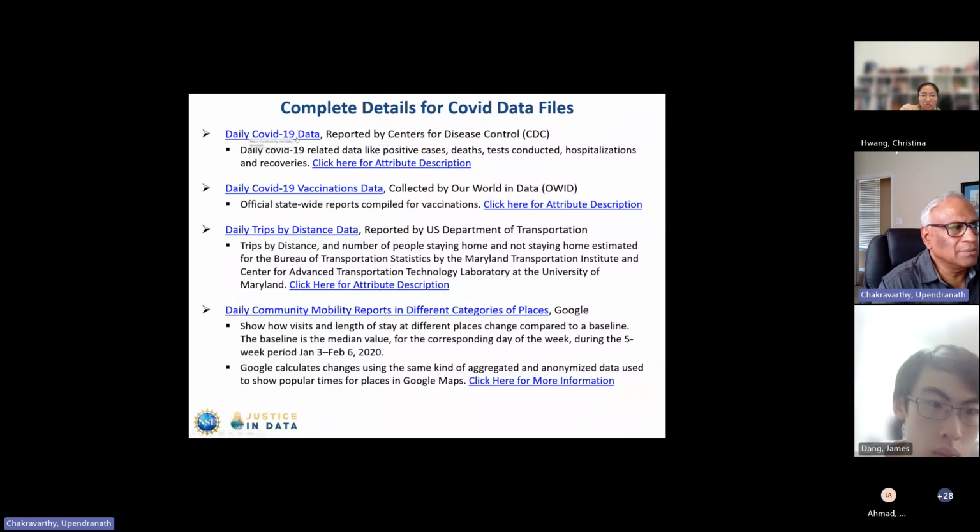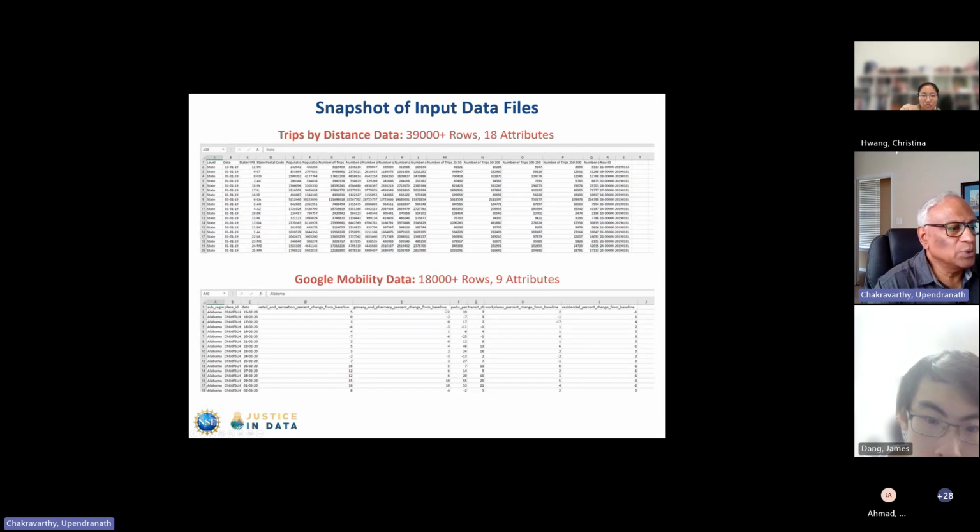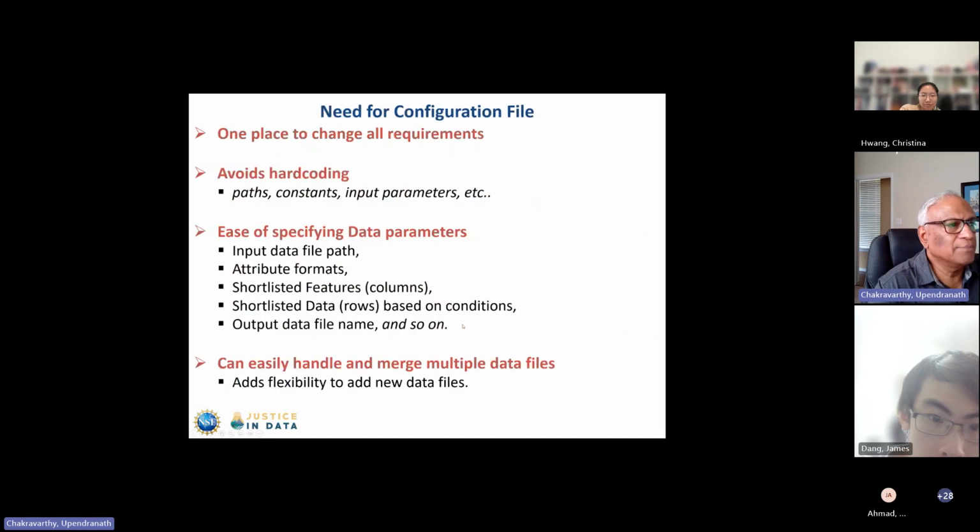If you want, you can click on these and go to the places where we have collected the data. This is collected by Our World in Data. These are different places where it was collected from. Here are snapshots of input data points, a few rows of information for this. US state vaccination: 2,800 plus rows, 14 attributes. This one is 20,000 rows, and this 39,000 rows, Google mobility data.